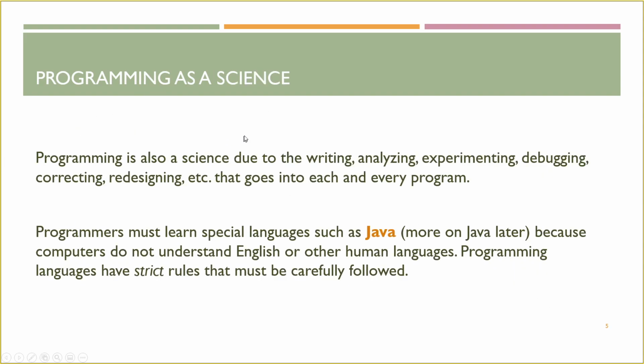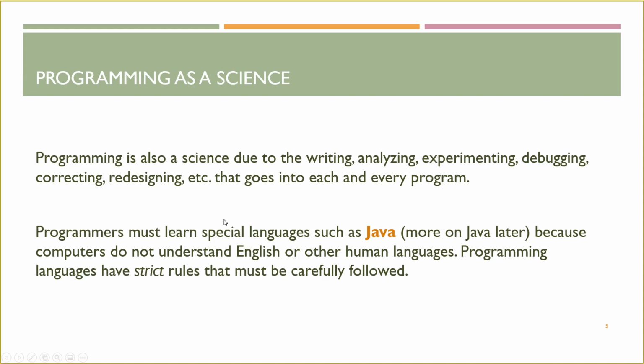There is a lot of science to programming, of course. We have a lot of writing, analyzing, experimenting, testing, redesigning, and so on and so forth that we do with every program that we write. And all of these things are very scientific, right? We're writing our code, we're analyzing what works and what doesn't work, we're experimenting, we're testing: does this input result in an error, or does it not result in an error? All of that stuff is very scientific.